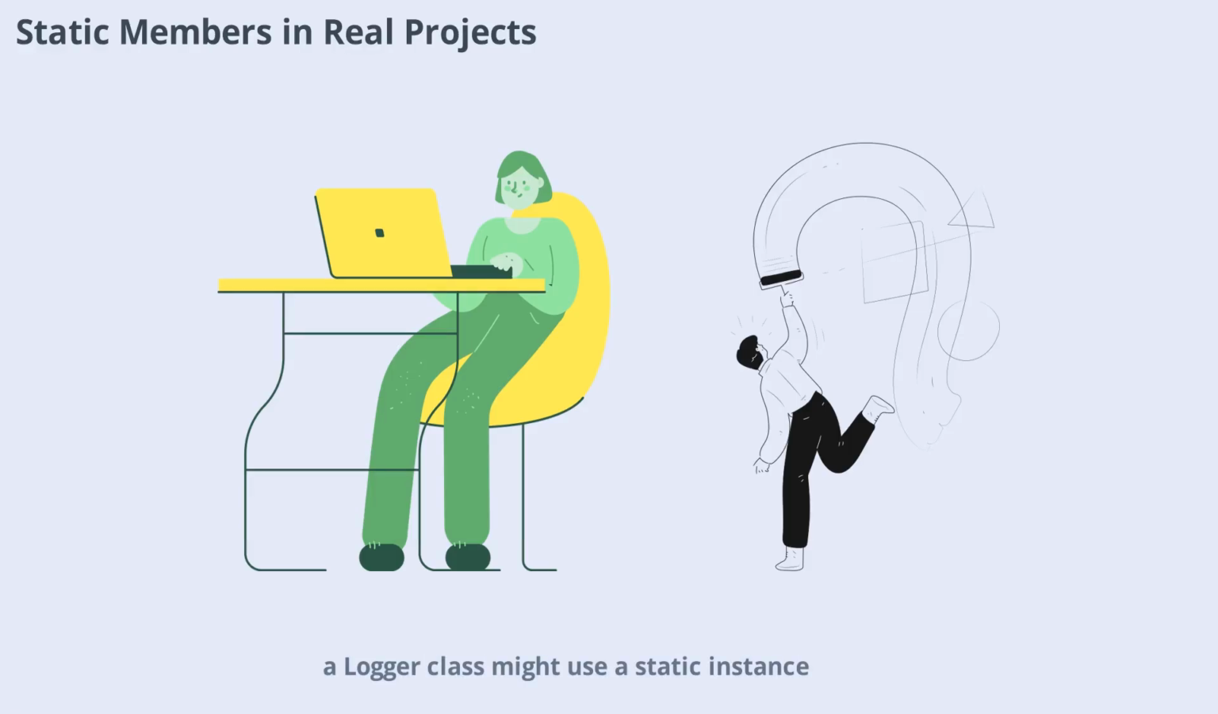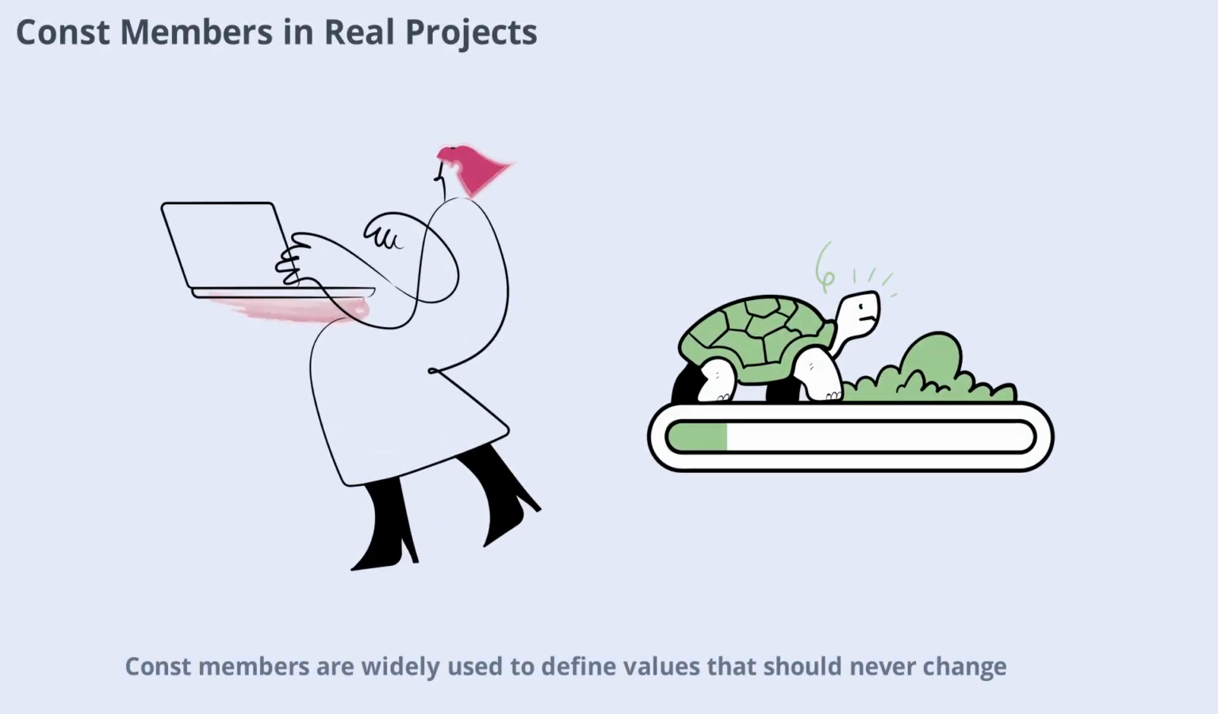For example, a logger class might use a static instance to ensure only one logger exists throughout the application. Understanding how to use static members effectively can help you design more scalable and maintainable systems. Const members are widely used to define values that should never change, such as mathematical constants or configuration parameters. By marking these values as const, you prevent accidental changes and make your code more reliable.